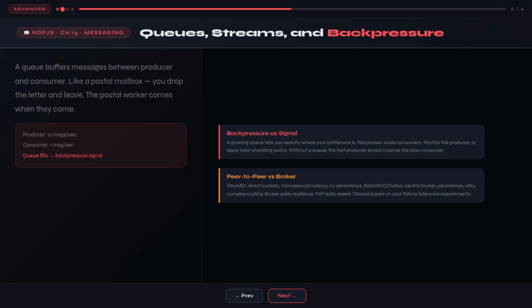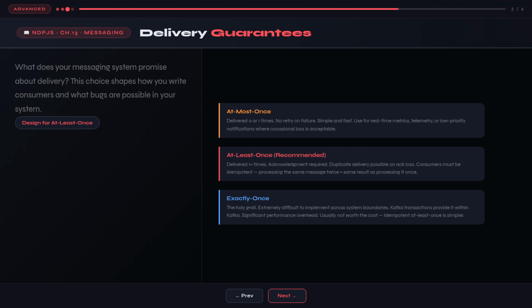The trade-off: the broker is an additional component you must operate and keep highly available. When you pick a messaging system, one of the most important questions to ask is, what does it guarantee about message delivery?